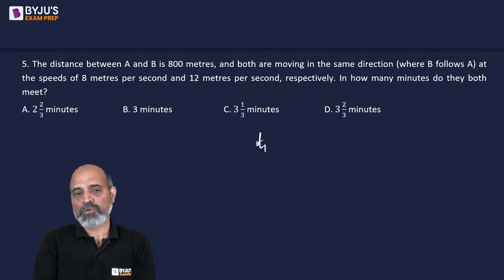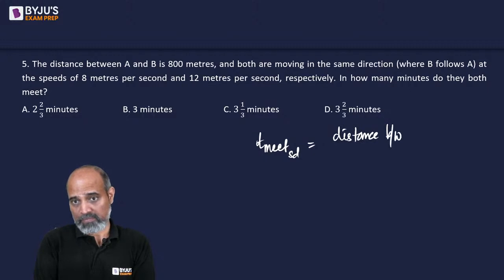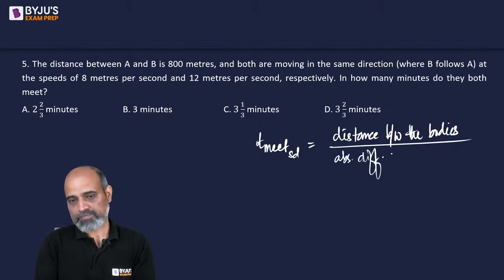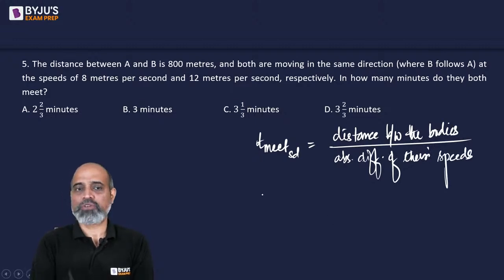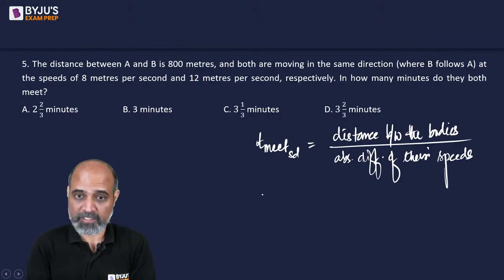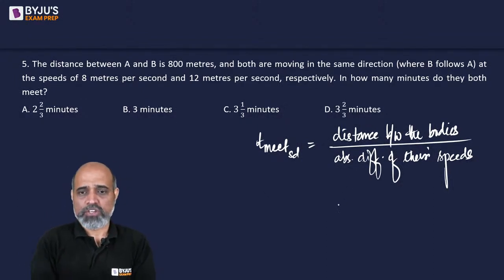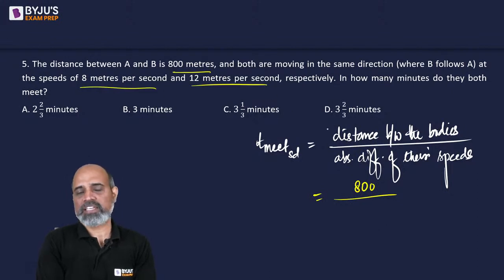Time taken for two bodies to meet in the same direction is given as distance between the two bodies divided by absolute difference of their speeds. Direct. If this would have been opposite direction, then we would have said sum of their speeds. ठीक है, यही करना है हमें. So the distance between the two bodies is 800 meters divided by speeds of 8 meters per second and 12 meters per second.